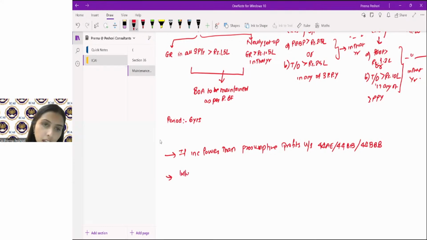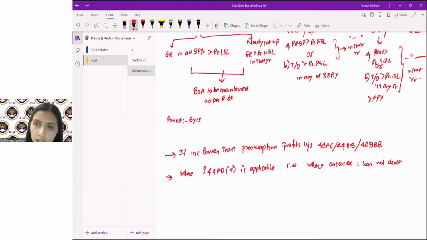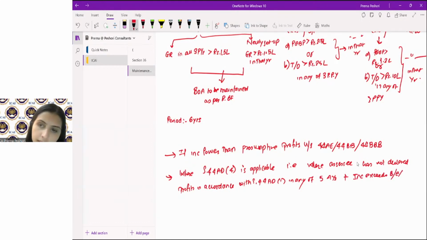Or where section 44AD(4) is applicable. That is, where the assessee has not declared profits in accordance with section 44AD(1) in any of 5 assessment years, plus income exceeds basic exemption limit.